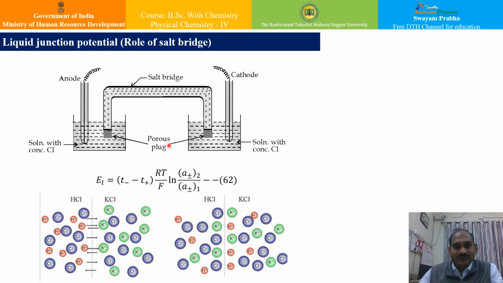So you can utilize this particular concept for this understanding. Because t plus and t minus in this particular case are the same, it can be observed that the liquid junction potential is zero, and therefore it can be nullified in this way.